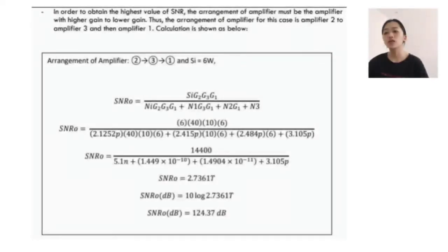If you don't believe this, you can try to change the arrangement of the amplifiers to compare the final SNR value for each calculation that we obtain. You will obtain a bigger SNR with the arrangement that has the highest value of gain first.